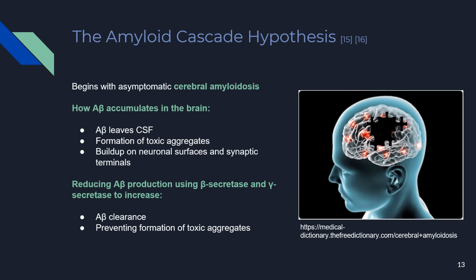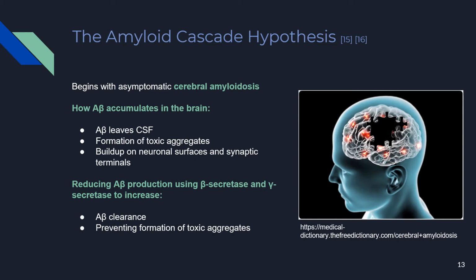According to the amyloid cascade hypothesis, asymptomatic cerebral amyloidosis begins years before the onset of any symptoms of Alzheimer's disease. Cerebral amyloidosis is a buildup of protein deposits in the small blood vessels of the brain, leading to stroke, brain hemorrhage, and dementia. Amyloid beta accumulates in the brain when it leaves its reservoir in the cerebrospinal fluid, or CSF, and forms toxic aggregates that are deposited on neuronal surfaces and in synaptic terminals.